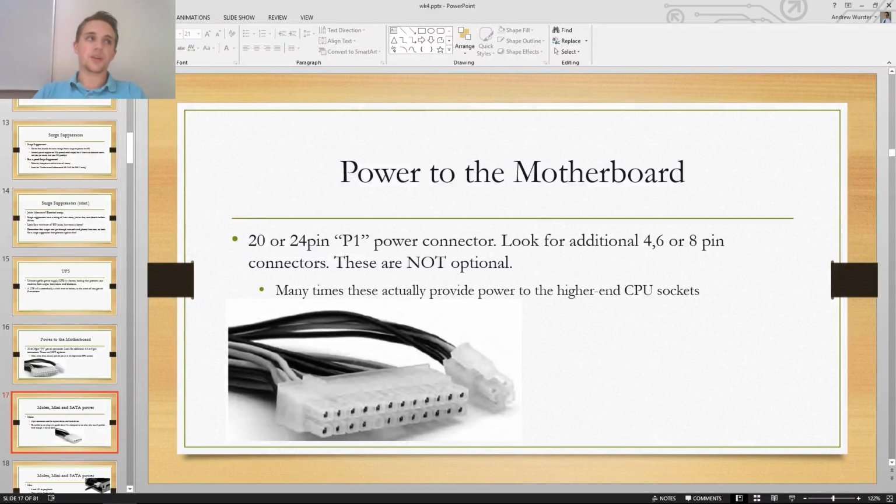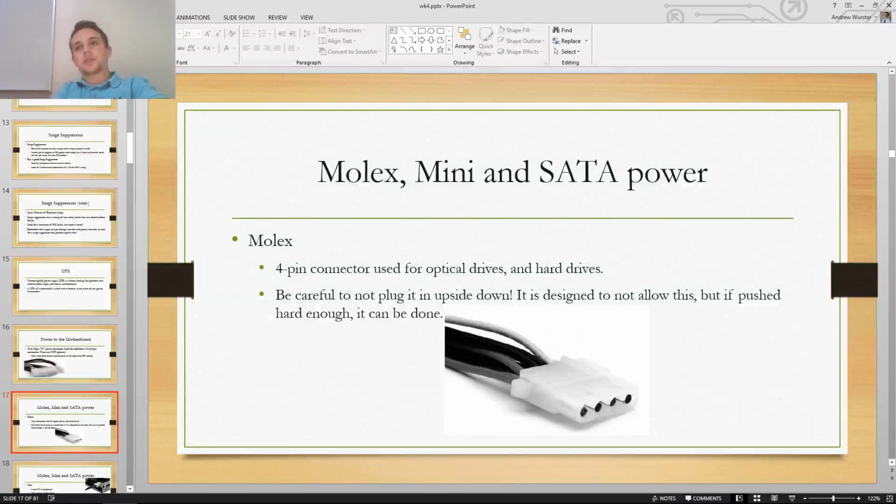So there's 3 main types of power connectors that you'll see. First is a Molex, which is an older connector used for PATA hard drives and PATA optical drives, and I'll get to that PATA SATA thing in a little bit. But the Molex is a 4-pin connector. It has 5 volt, 12 volt, and it might have 3.3 volts as well.